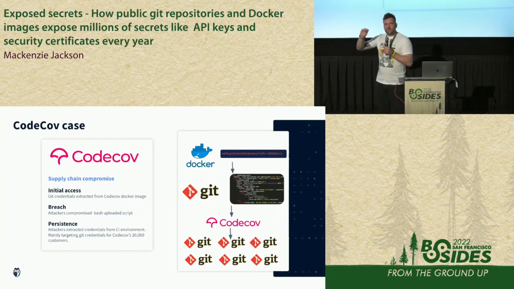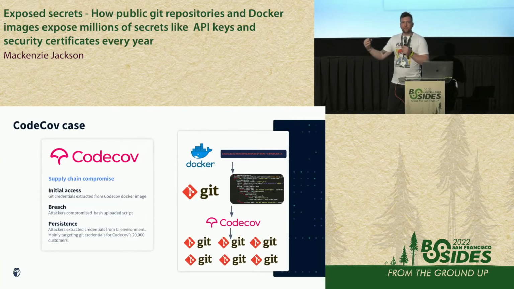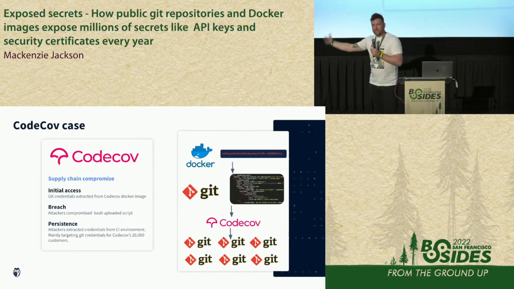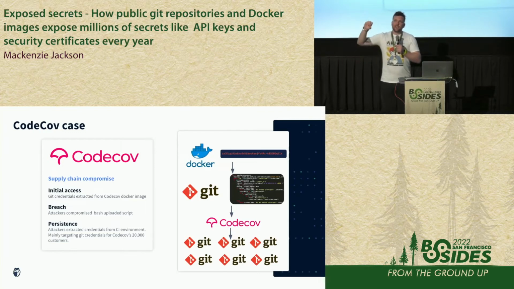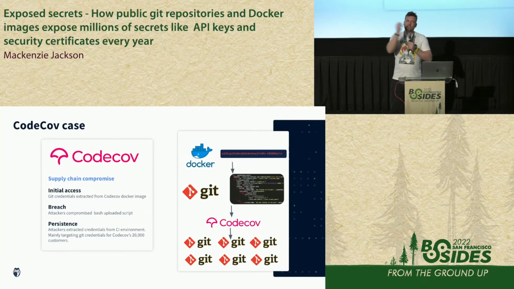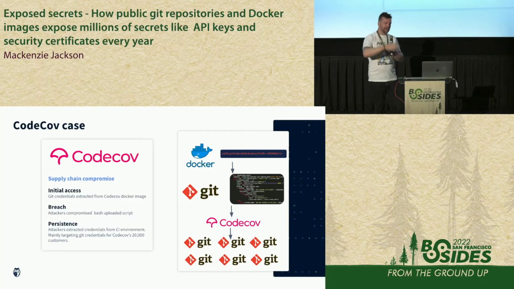So these are all the secrets that the application is using to test itself. It's going to need some access to databases, it's going to need access to services. And we're going to take all those environment variables and send them to the attacker. So every time someone ran CodeCov, the attacker got all the environment variables.